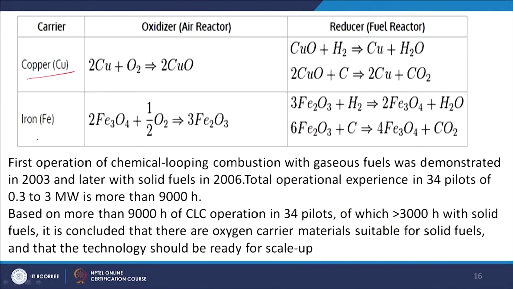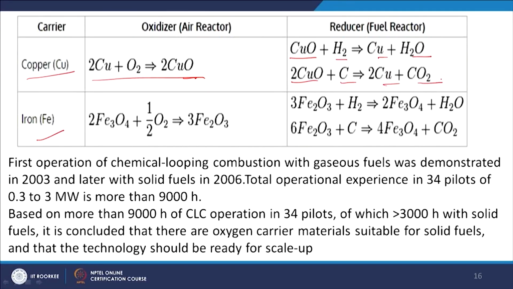So, this is the chemical looping combustion, and different types of metals and metal oxides are used, like copper and iron. When copper is used, this reaction takes place in your oxidizer, that is Cu plus O2 giving CuO, and CuO reacting with H2 to give Cu plus H2O in the fuel reactor, and CuO plus C to give Cu plus CO2 in the fuel reactor. Similarly, for Fe2O3, these are the reactions which take place in the fuel reactor, and this is in the air reactor.